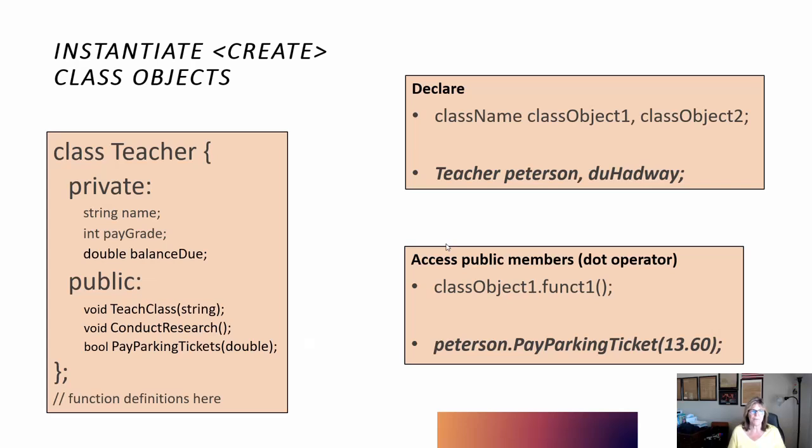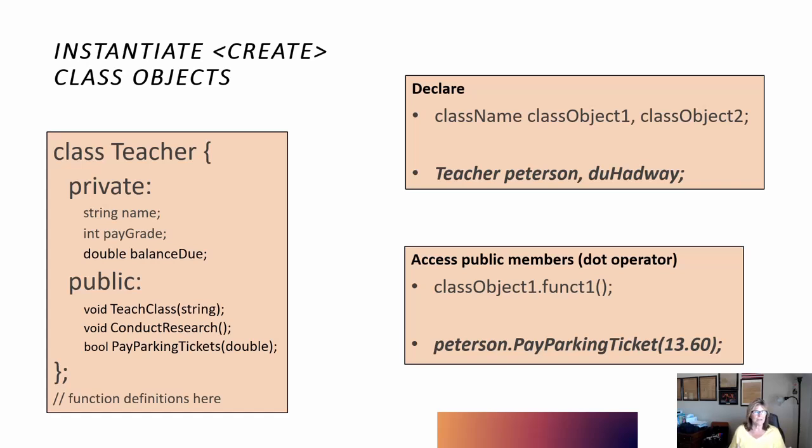We're going to use the dot access operator. So I'm going to use the object dot and then access to any of the functions that I want. For instance, here I'm in the teacher class. There is a function called pay parking tickets. We're going to use the Peterson object dot pay parking tickets, and I'm going to pass a double to that in order to be able to reduce the balance due. So this is how we instantiate objects of the class and how we use class objects.